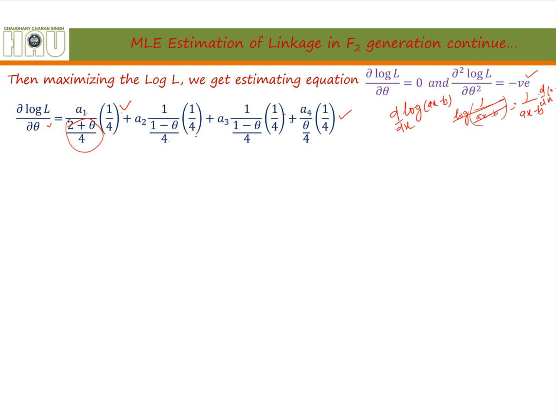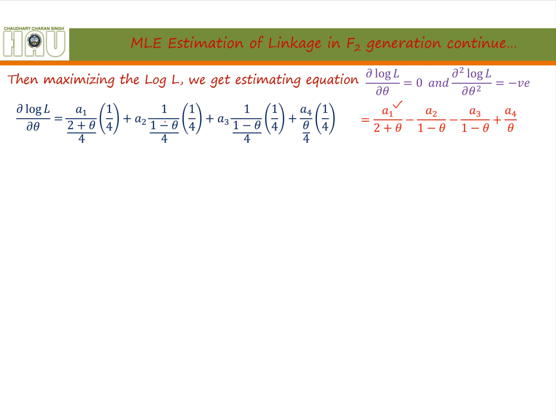On simplifying it, this 4 cancels out with this 4, and with this 4, and so on. So what are we left with? We are left with A1 divided by 2 plus theta, because this 4 is cancelled out, minus.